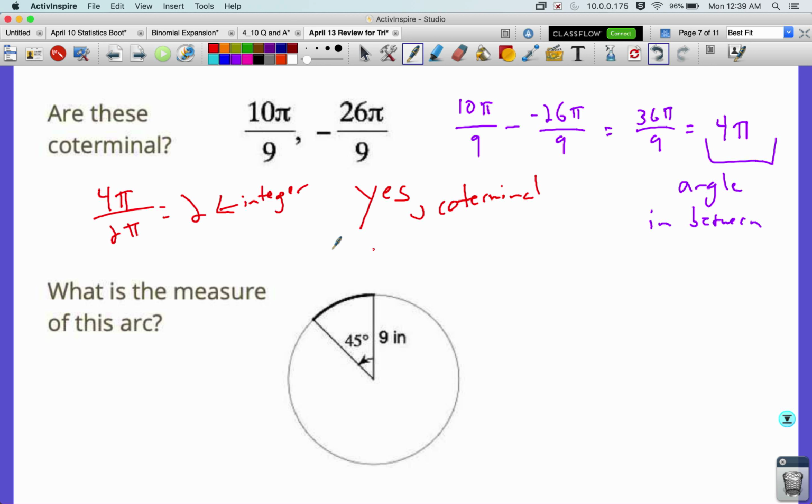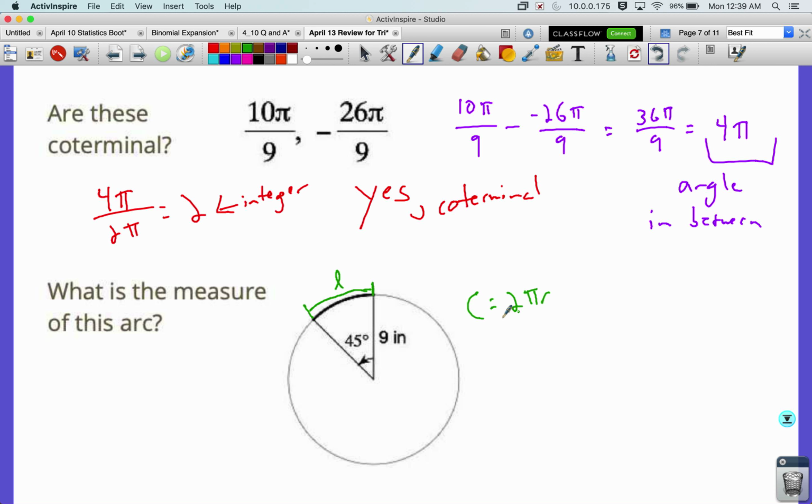All right, what's the measurement of this arc? So let's make it clear. We're asking for this length out here. All right, what is that length there? So the technique here is, well, if we know the radius of the circle, we can find the circumference of the entire circle and then just multiply it by the fraction of that circle that we're including. Okay, so let's find the whole circumference.